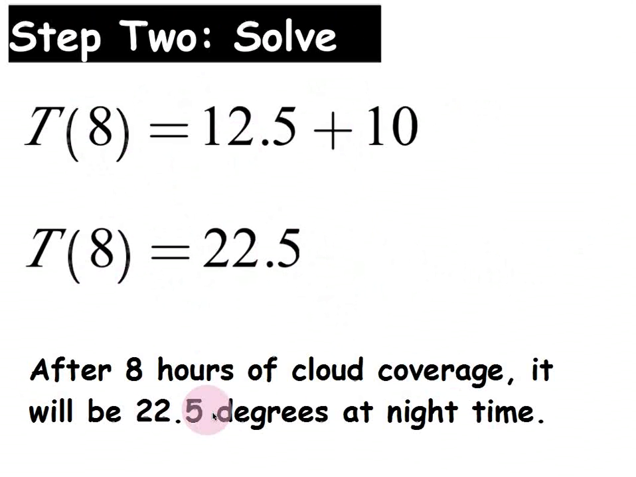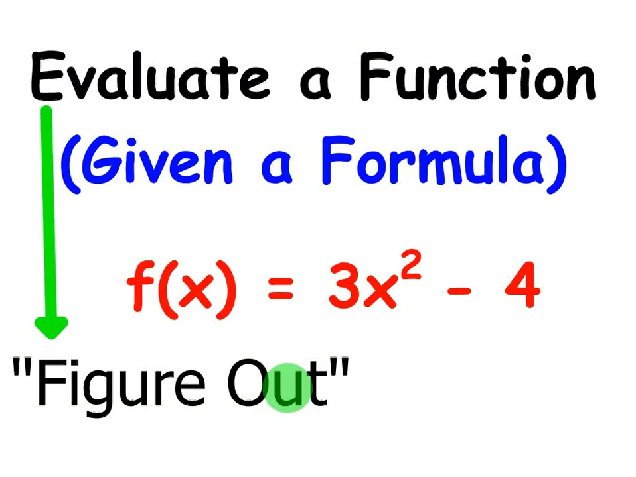Pretty cool problem. Not sure if this is Fahrenheit or Celsius, but anyways, basically you've got an input and you get an output. Your input is the hours of cloud coverage. Your output is the nightly temperature. That, in essence, is functions when you're plugging them into formulas, and if you have any other questions, let me know.